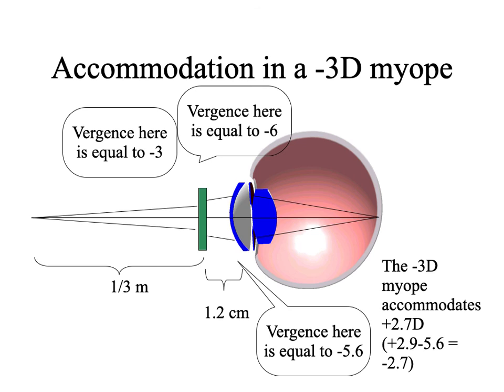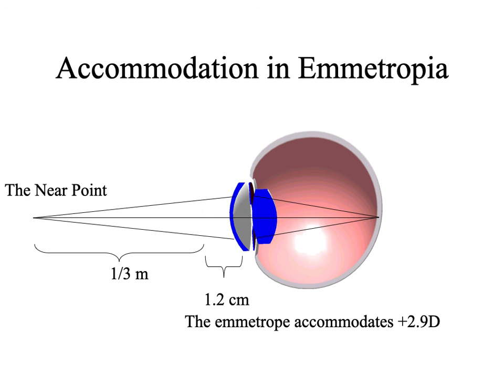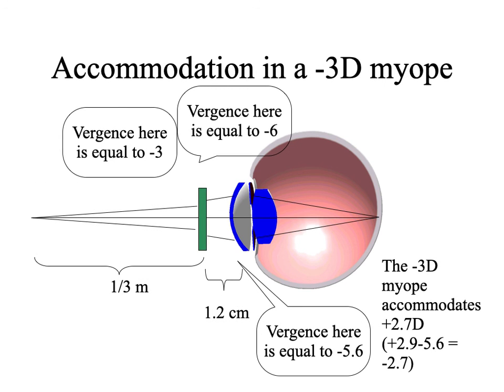So 2.9. So this patient has 2.9 and needs the 2.9 to compensate for his myopia, is encountering 5.6. The difference of 2.9 and 5.6 is equal to 2.7. So this myope wearing -3 spectacles is only going to have an accommodation equal to 2.7, which is less than the emmetropic patient who needed to accommodate 2.9. So only 2.7 is needed for the -3 myope.